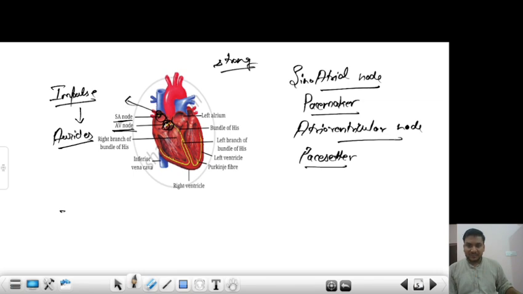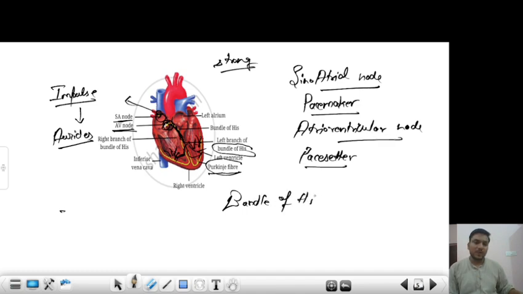So the AV node strengthens the signals, and this node divides into two bundles, the left bundle and the right bundle. These bundles are spread over the ventricles in the form of fibers, and these fibers are known as Purkinje fibers. The Purkinje fibers together with the left and right AV bundles are known as the bundle of His, which helps in the pumping of the heart, the contraction and relaxation of the heart.